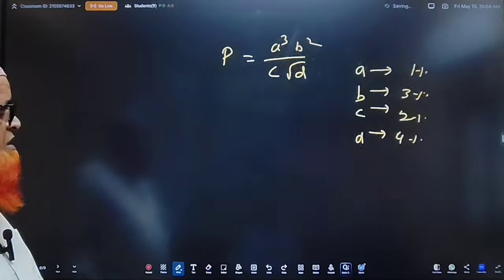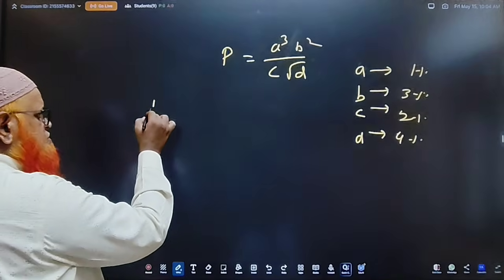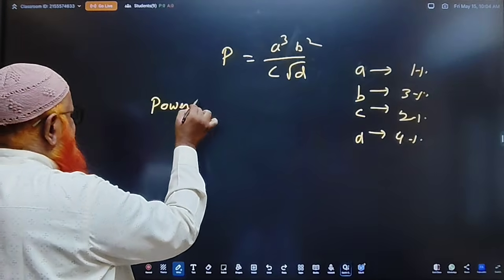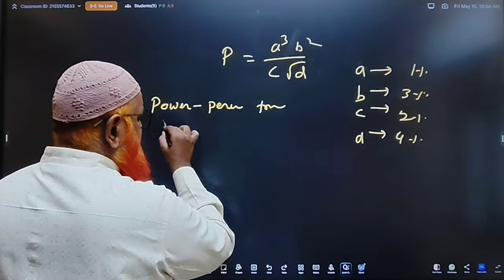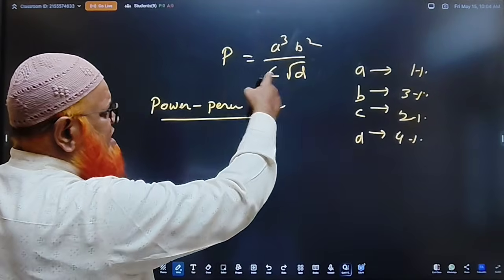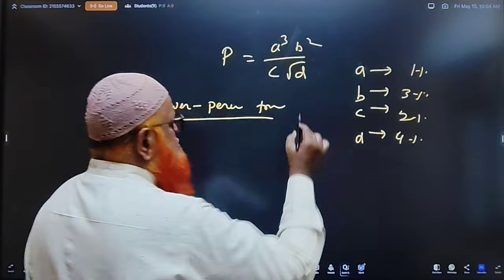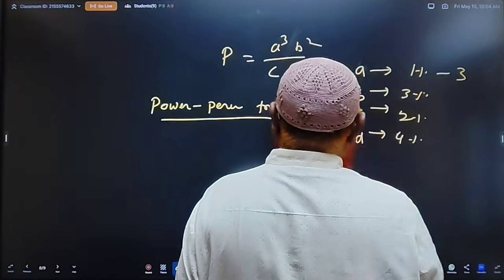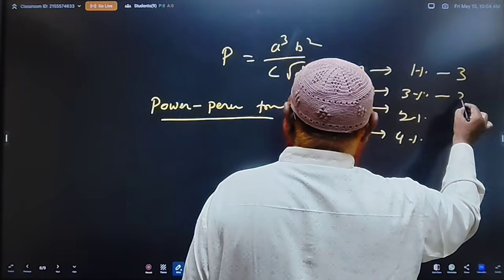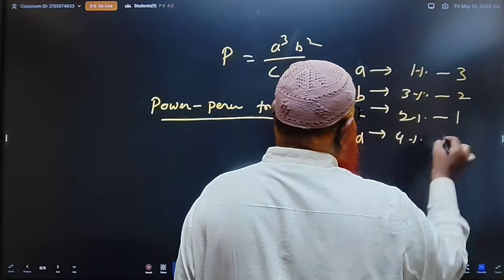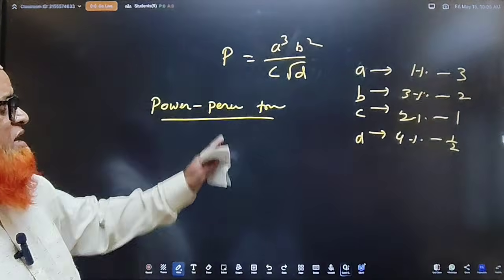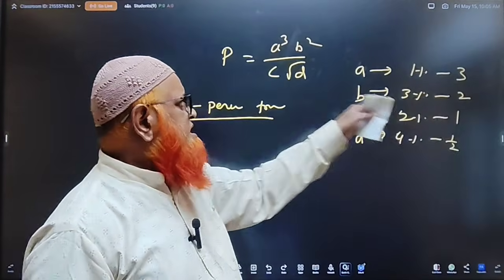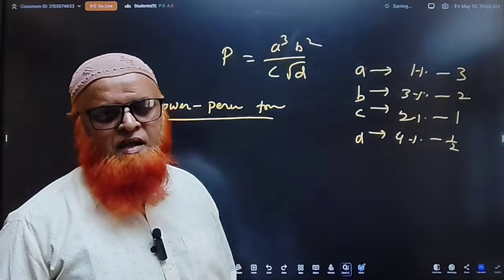So what are you going to do here? I will use the power percentage technique. What is the meaning of the power percentage trick? Take the power and multiply with percentage. So A has a power of 3, B has a power of 2, C has a power of 1, and root B is nothing but power 1 by 2. So take all the powers, write one side, take all the percentages, write one side, and multiply them.